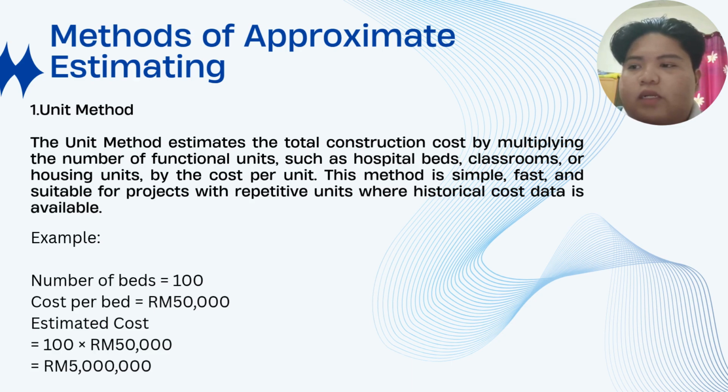For example, number of beds 100, cost per bed 50,000 ringgit, estimate cost: 100 multiply 50,000 ringgit equals 5 million ringgit Malaysia.